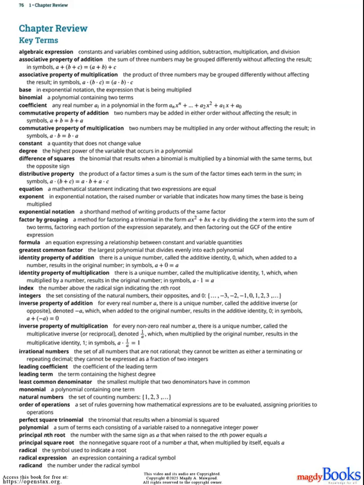Identity property of addition. There is a unique number, called the additive identity, 0, which, when added to a number, results in the original number. In symbols: a + 0 = a. Identity property of multiplication. There is a unique number, called the multiplicative identity, 1, which, when multiplied by a number, results in the original number. In symbols: a · 1 = a.